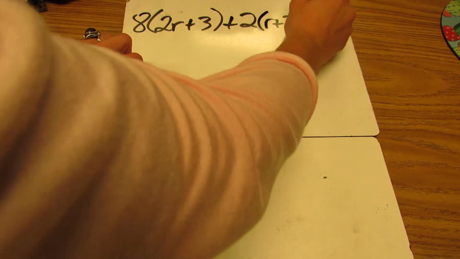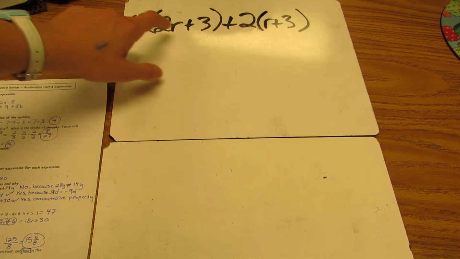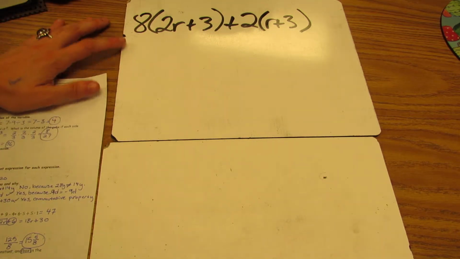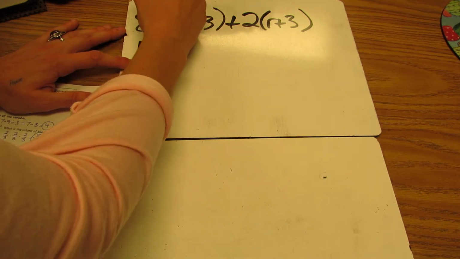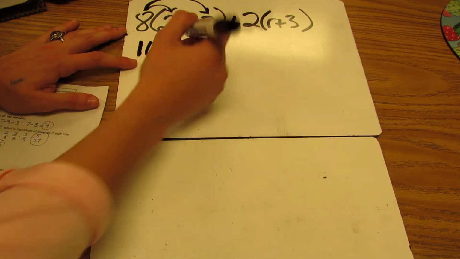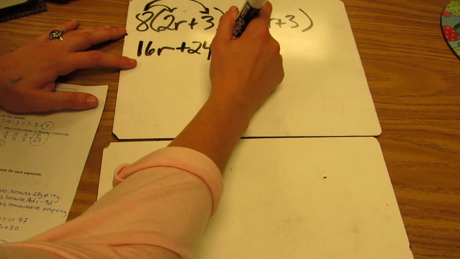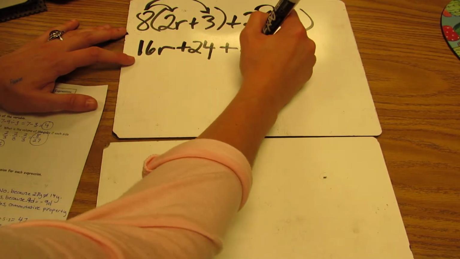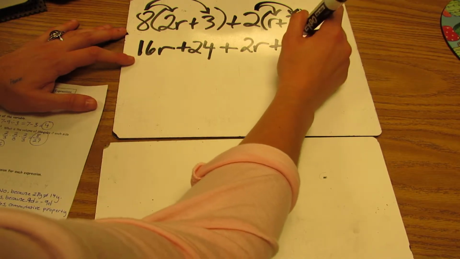R plus 3. Now, number 7 says simplify the expression. Automatically, I notice I have the distributive property here. So I need to simplify both of these chunks of information. I'm going to distribute 8 to 2r, and I get 16r. I want to distribute 8 to positive 3 as well, and I get positive 24. Now I'm going to do the same thing here. Plus, distribute 2 to positive r, I get 2r. Distribute 2 to positive 3, I get positive 6.